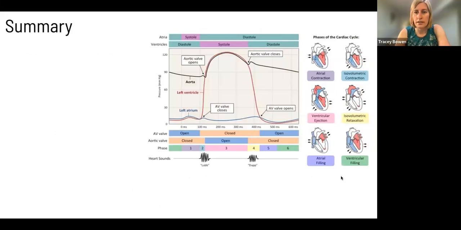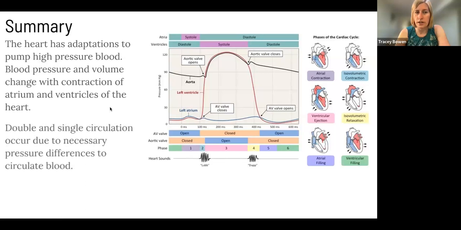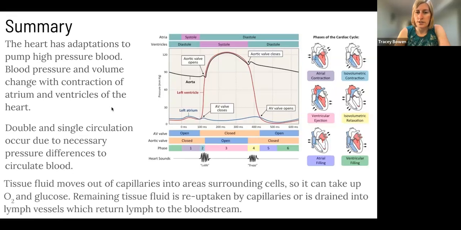So to summarize, the heart has adaptations to pump high pressure blood. Blood pressure and volume change with contractions of the atrium and ventricles of the heart. Double and single circulatory occur due to necessary pressure differences to circulate blood, and tissue fluid moves out of capillaries into surrounding cells, so it can take up oxygen. The cells can take up oxygen and glucose, and that remaining tissue fluid is going to be uptaken by capillaries, or it's going to be drained into the lymphatic vessels, which return lymph eventually to the bloodstream if your lymphatic vessels are working properly.